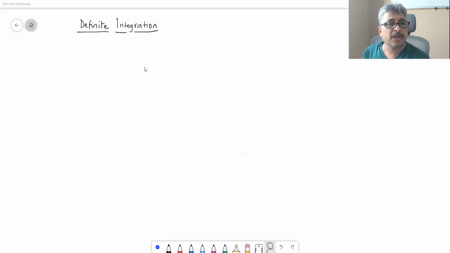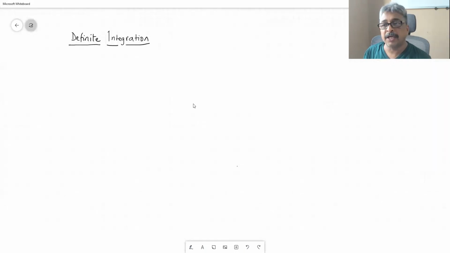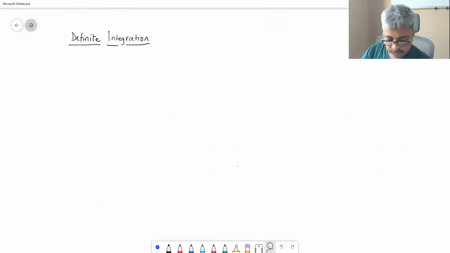Okay, today we are starting definite integral, and there is a little bit of theory that we need to develop before we really learn the thing by solving problems.